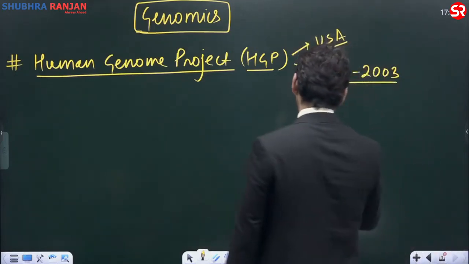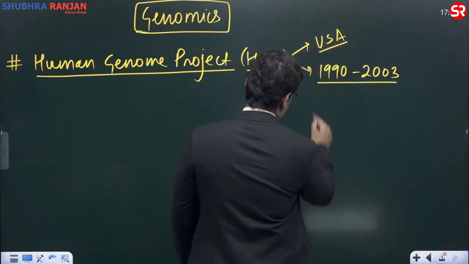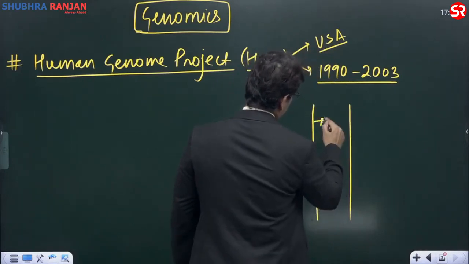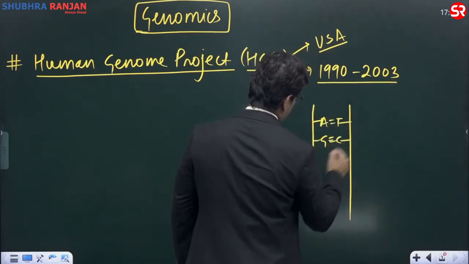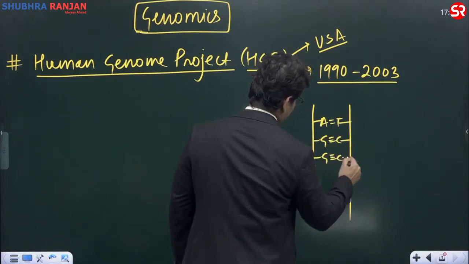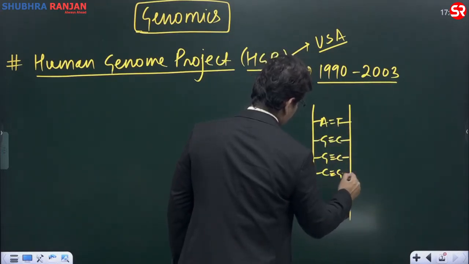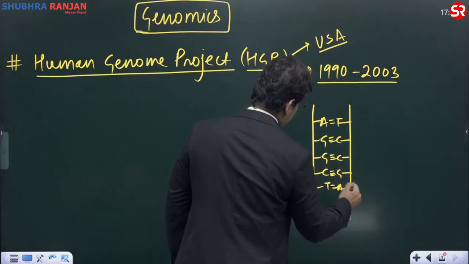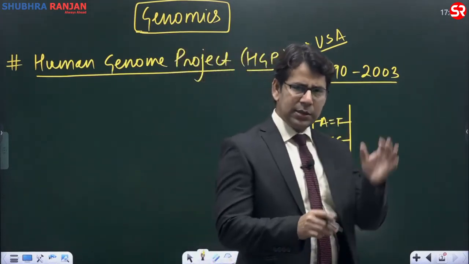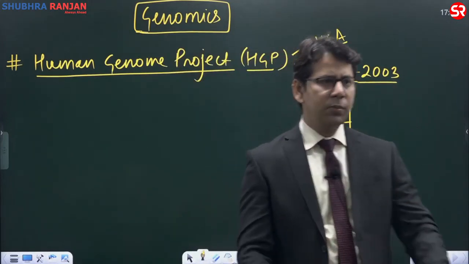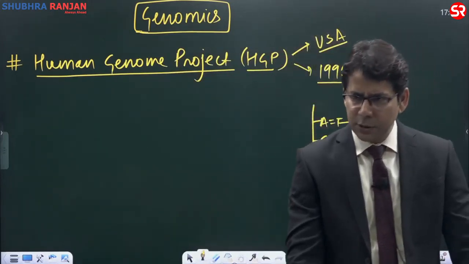Sequencing is nothing but this is DNA, like I told you in the last class. This is DNA. Adenine, double bond, thymine. Guanine, triple bond, cytosine. Cytosine, triple bond, guanine. Thymine, double bond, adenine. So this is a sequence. And in this project, this sequence of 1,000 human beings was studied for the first time.